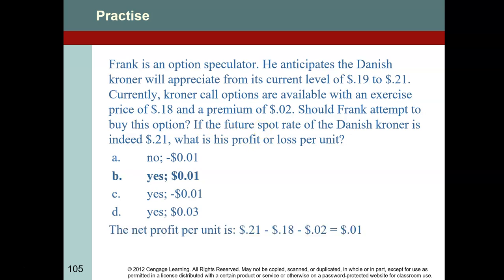So if the future spot rate of the Danish kroner is indeed 0.21, we could have sold this currency at 0.21 on the spot market. So for each unit, we can gain 0.21 by selling the unit. But in order to purchase the unit, we need to pay 0.18, exercising the option, and also pay 0.02 for the premium. So we have 0.21 minus 0.18 minus 0.02. We have 0.01 as our net profit per unit.